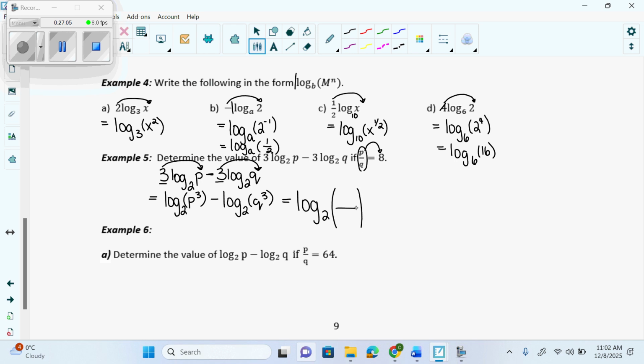The p cubed goes in the numerator because it has a plus 1 in front of the log. Right? The q cubed goes in the denominator because it has a minus 1 in front. I need p divided by q. If I have p divided by q, I can put in an 8. I have p cubed divided by q cubed. What could I do to get that to just be a p over q?